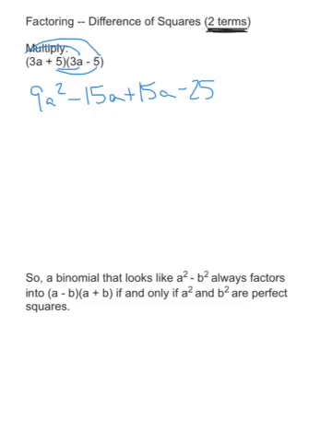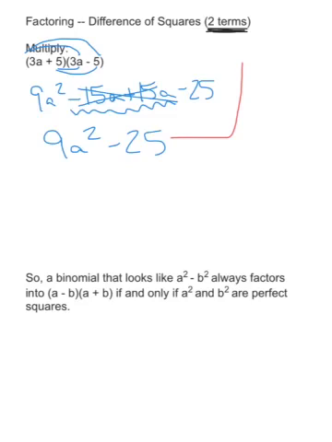Now notice what happens when we go to combine our like terms. Negative 15a plus 15a, that's 0, so that cancels out, and all we have left is 9a squared minus 25. Now look at this problem. If we go backwards, which is what we do when we factor, notice if we look at the 9, what's the square root of 9? That would be a 3. And if we look at the 25, the square root of 25 is a 5.